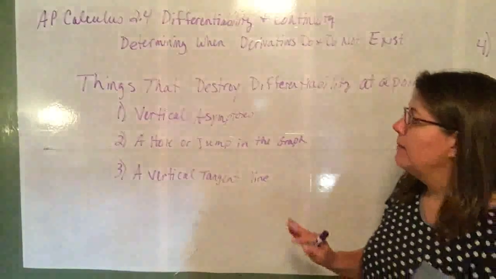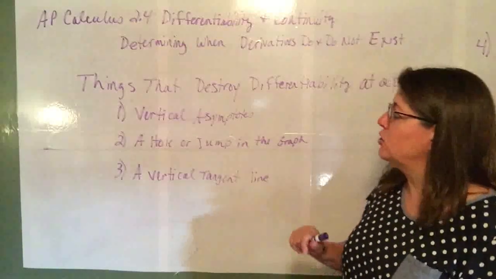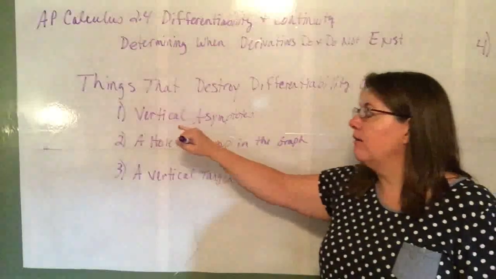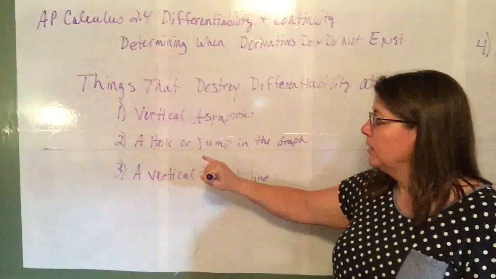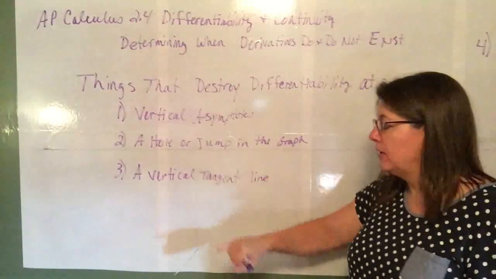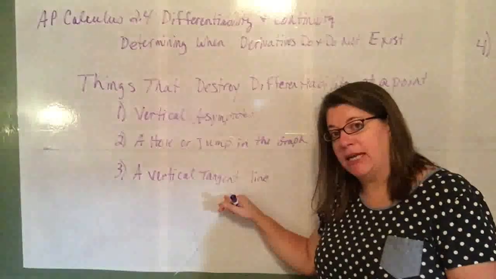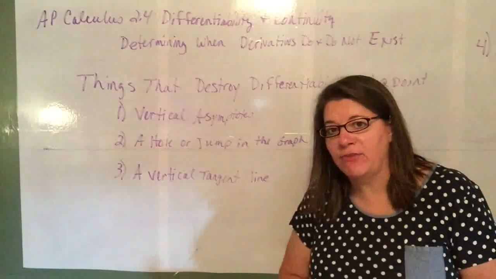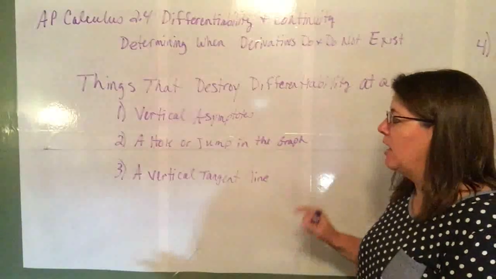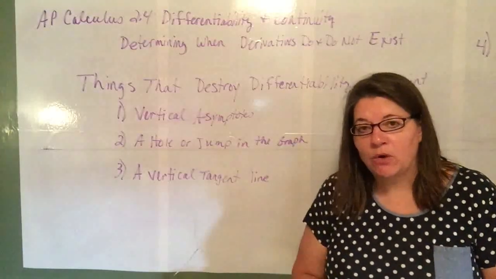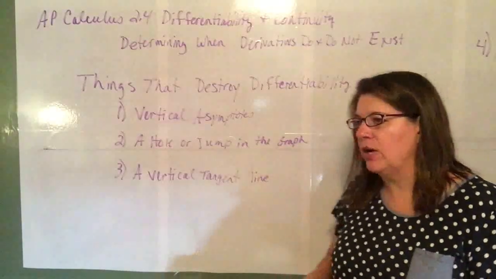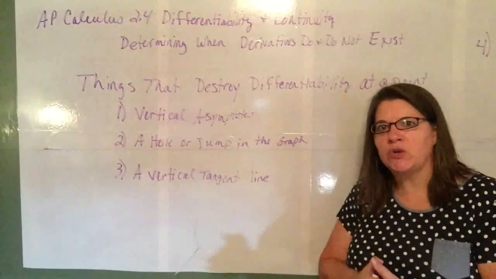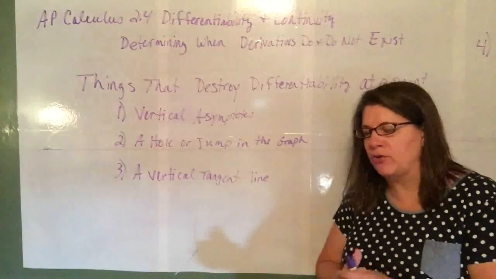But the 3 real simple ones that I'm going to talk to you about first are things that destroy differentiability at a point, and they are vertical asymptotes, a hole or a jump in the graph, and a vertical tangent line. Now, the first 2 we've talked about extensively already. We've talked about how to find horizontal and vertical asymptotes, and how to find holes or jumps in the graph. Usually the jumps occur if it's a piecewise function, sometimes occasionally in absolute value type functions. It depends on what they give you though for those.